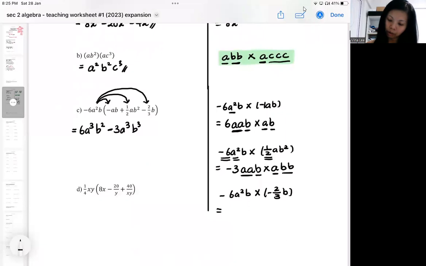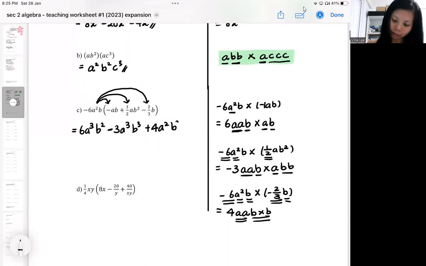you look at the numbers first. Minus 6 times minus 2/3. You can just punch calculator. So I will get a positive 4. Then look at the A that you have, the B that you have, and then that will be your answer. You will get A squared. You get a double B, B squared. And that is your final answer.